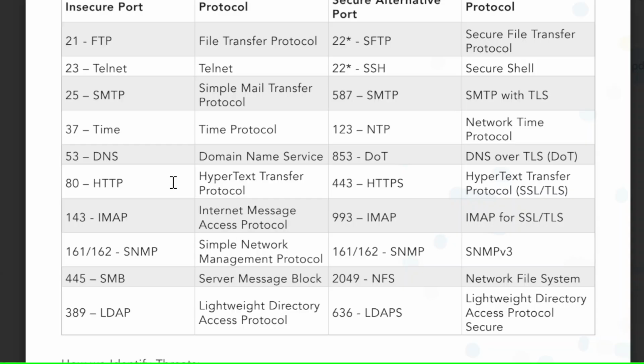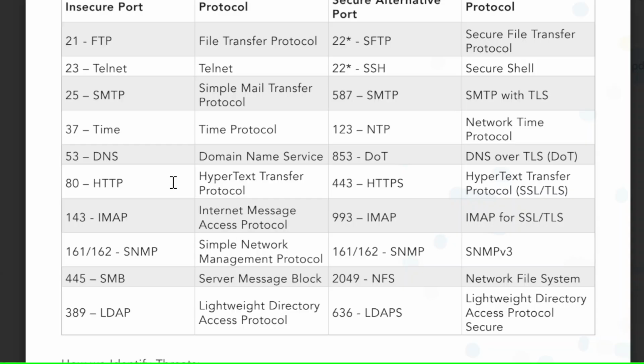And we have SMTP, Simple Mail Transfer Protocol, at 25. The secure alternate port is 587, SMTP with TLS. Port 37 is the time protocol, and 123 is NTP, Network Time Protocol. And 53 is DNS, Domain Name Service, and here 853 is DoT, DNS over TLS. Port 80 is HTTP, Hypertext Transfer Protocol, and 443 is HTTPS, Hypertext Transfer Protocol with secure SSL and TLS.